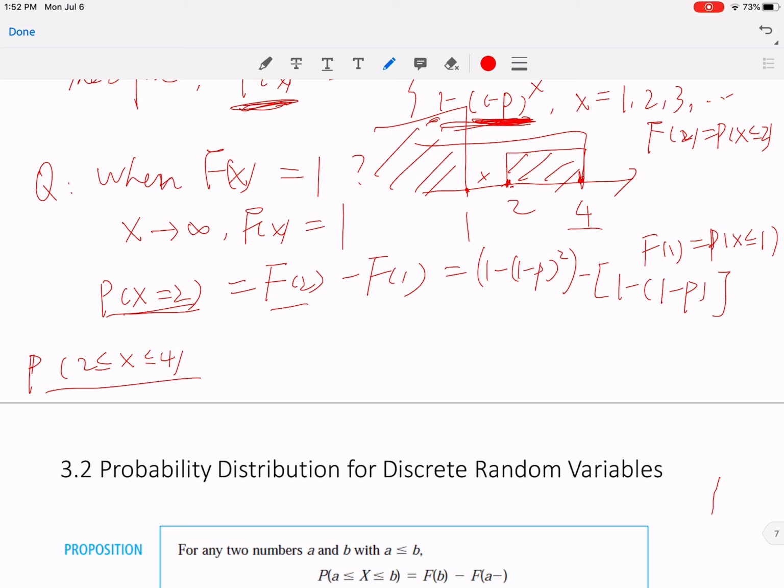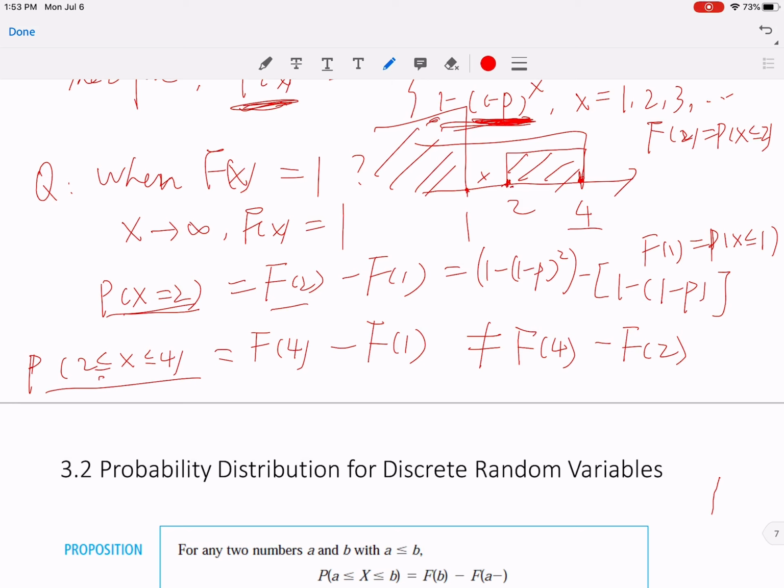We can have a number between 1 and 2. So basically, we're going to have this is equal to f of 4, which is all the way to the left of 4, minus f of 1, which is all the way to the left of 1. Okay, so this is not equal to f of 4 minus f of 2. You've got to really watch all this, okay?